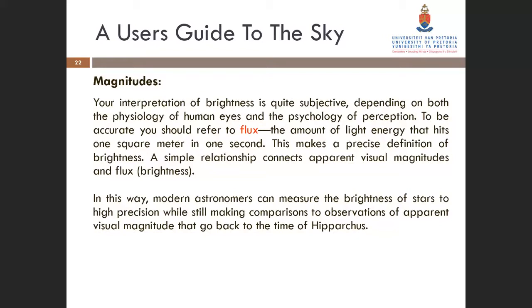So does this only describe brightness in visual wavelengths? Yes, this is only for visual wavelengths. Would you guys like me to explain flux a little bit better? Okay, so let me get my whiteboard out.